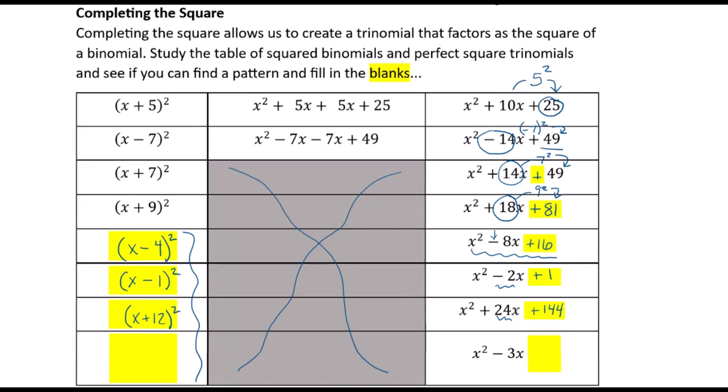Now this one is a little more challenging because the middle coefficient is not even, but half of negative 3 is negative 3 halves. Negative 3 halves squared is going to be a positive 9 fourths. In factored form, this is x minus 3 halves quantity squared.